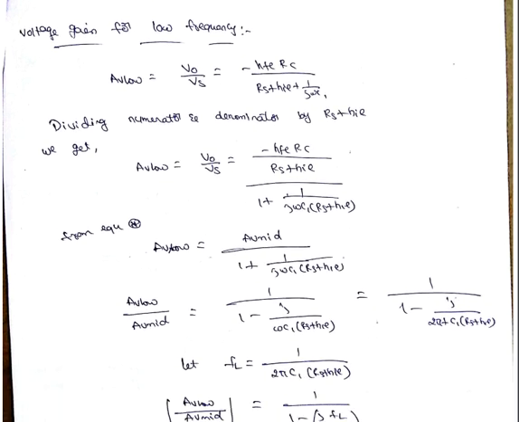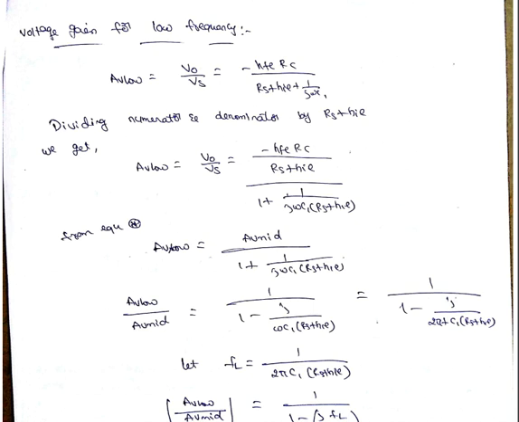Now the voltage gain for low frequency. When calculating this, we have the capacitance effect, that is, 1 by J omega C1 is present. So in this expression, we divide the numerator and denominator by RS plus HIE, because we want to get the relation between AV mid and AV low.